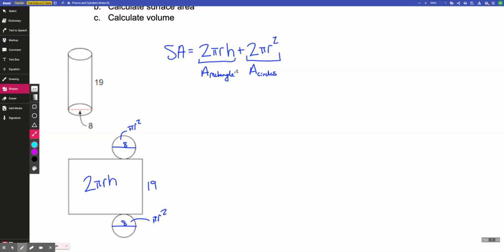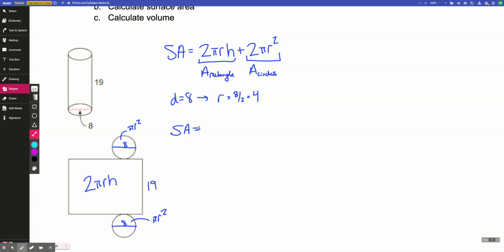Now the one thing that I don't have here that I need is my radius, because they did not give me the radius, they gave me the diameter. They told me the diameter was 8. So remember, if they give you the diameter, cut it in half to get the radius. So the radius is 8 over 2, which is 4. Now I have all the information I need. I have my radius and I have my height. So let's plug this into the formula.